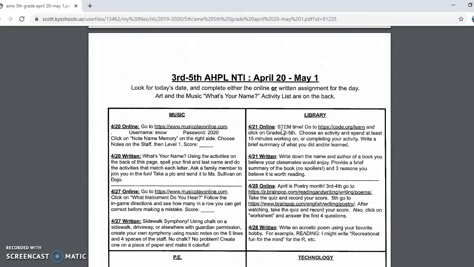So Miss Wells would like you to either go online or do written work. If you choose to go online, you have STEM. You'll go to code.org/learn and click on grades 2 through 5. Choose an activity. Spend at least 15 minutes working on it, or complete it, and then write a summary of what you did and or learned. If you choose the written option, you're going to write down the name and author of a book you believe your classmates would enjoy. Write a brief summary, no spoilers, and 3 reasons why you believe it's worth reading.